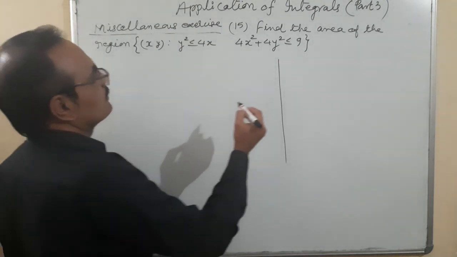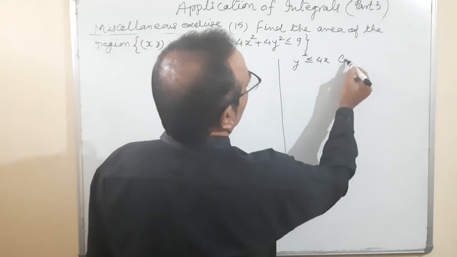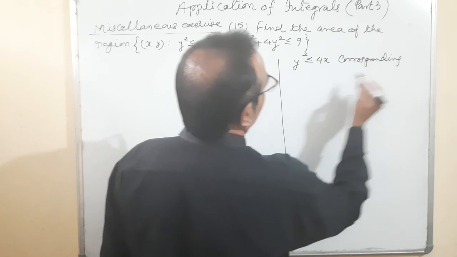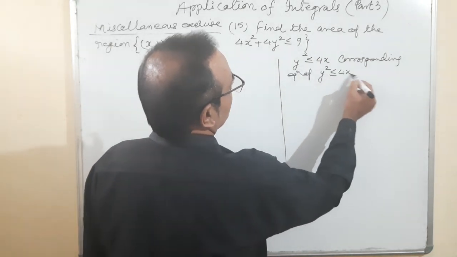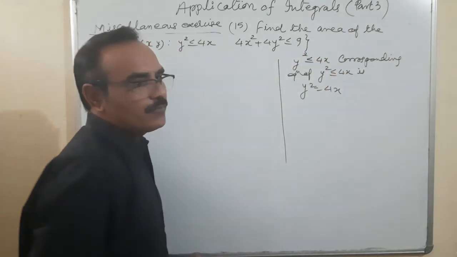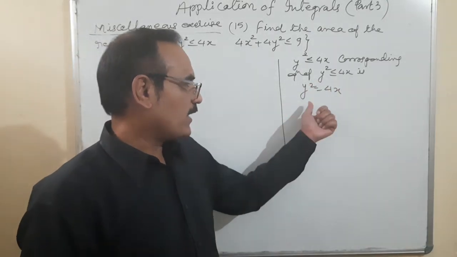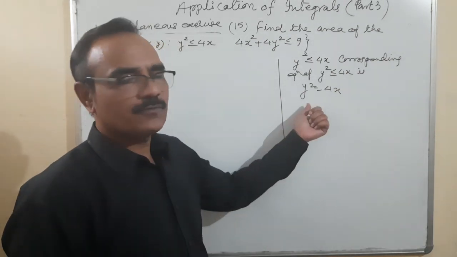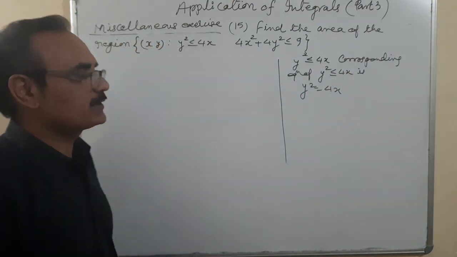Y square less or equal to 4x. The corresponding equation of y square less or equal to 4x is y square is equal to 4x. This is an inequality. We are going to find the corresponding equation. So y square is equal to 4x. What does it mean? It is a parabola and the focus is on the x-axis. Y square is equal to 4x.